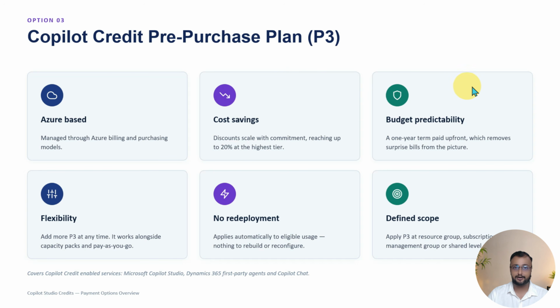Okay. Now the third plan, which is P3, Copilot Credit Pre-Purchase Plan. Again, as I said, this is also an Azure based plan, so of course you need to manage that through Azure billing. For higher plans, they are offering up to 20% discount, and budget predictability is there. It is a more flexible plan, no redeployment will be required, and the scope is pretty much defined.